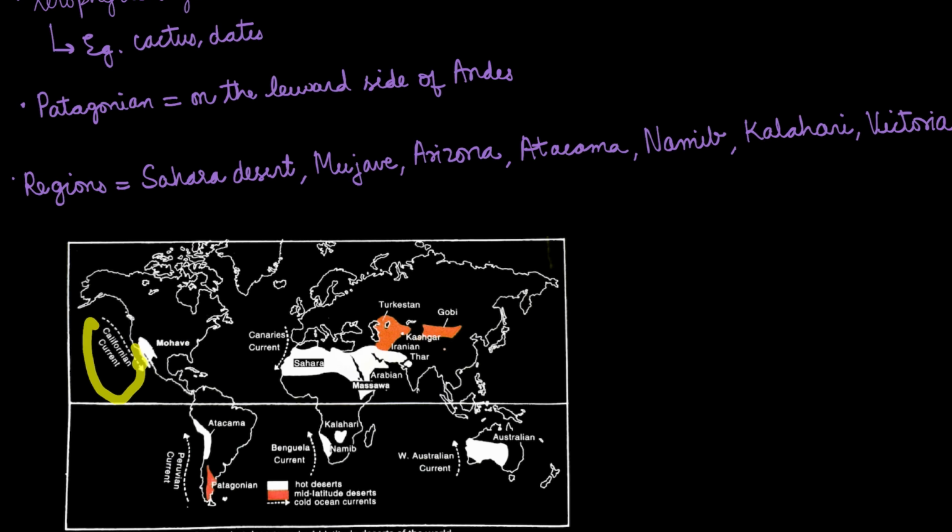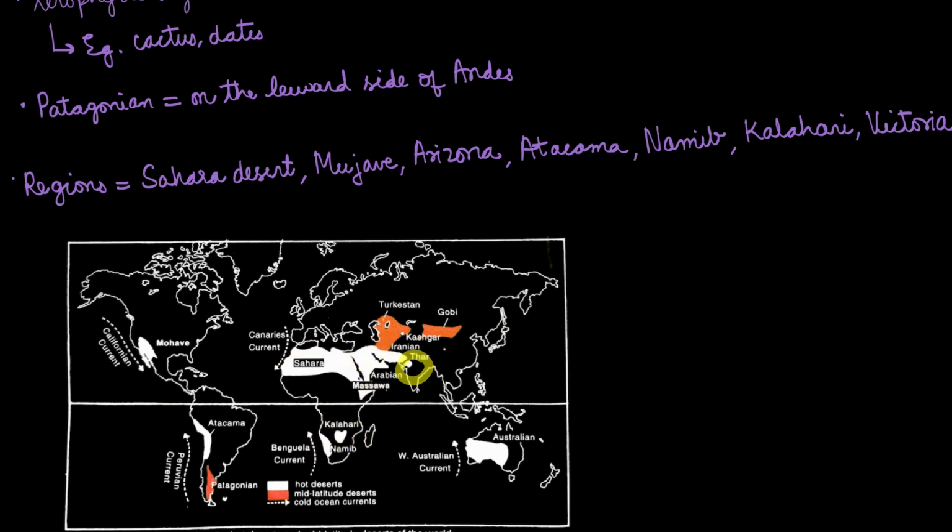These are because of the Californian cold currents. Then the Peruvian cold currents cause the Atacama Desert, and the Patagonian is because of being on the leeward side of Andes. Patagonia is also a mild latitude desert. Then because of the Benguela current, we have the Namib and Kalahari. This is Sahara. Arabian deserts are also there. This is the Arabian desert.